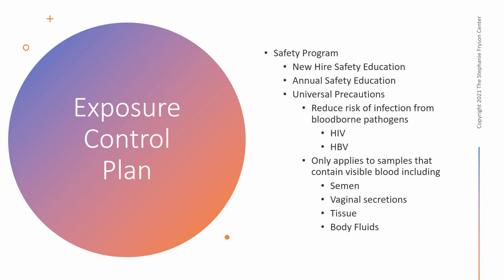Universal precautions means that there's a reduction in the risk of infection from blood-borne pathogens, specifically HIV and hepatitis B virus. It only applies to samples that contain visible amounts of blood, so semen, vaginal tissue, body fluids, and the actual blood sample.